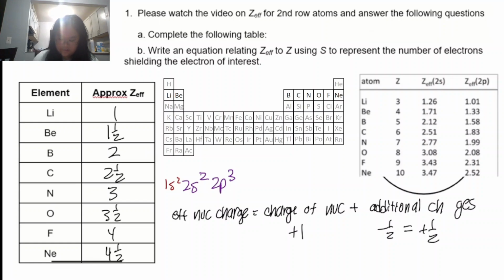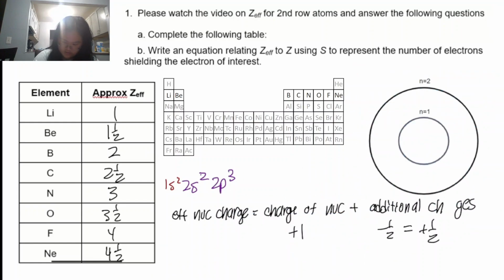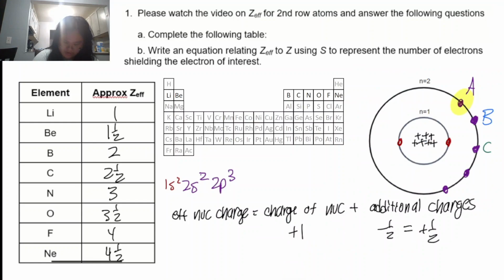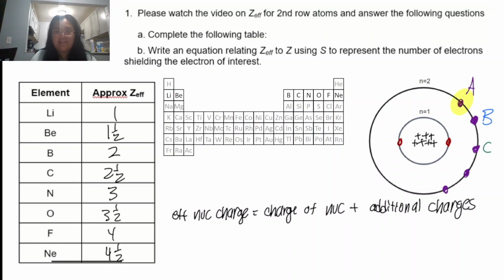Okay. So now we're done with part A. And we can do part B. And part B asks us to write an equation relating Z effective to Z and S, which represents the number of electrons shielding the electron of interest.